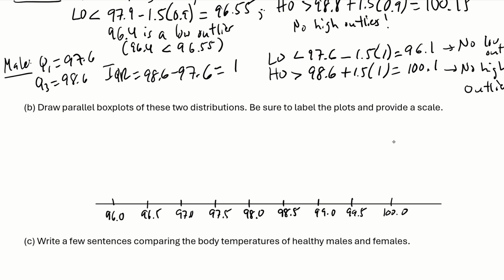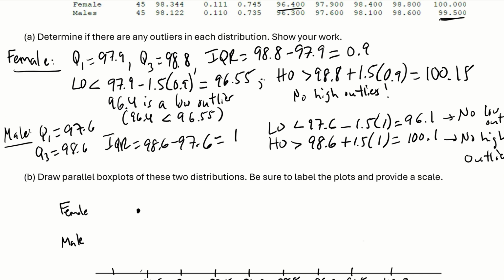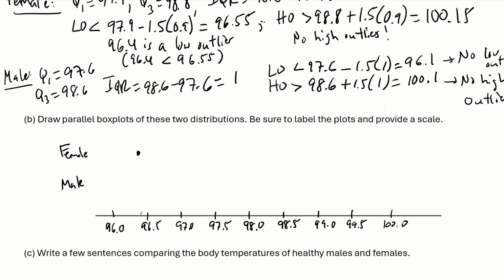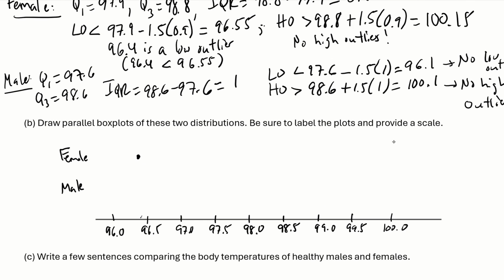So 96.4, that's got to be close to 96.5, right? So it's got to be like around here. So we're going to do females and male. All right, so we got 96.4 around here. We got the first quartile for females, 97.9. So it's close to 98.